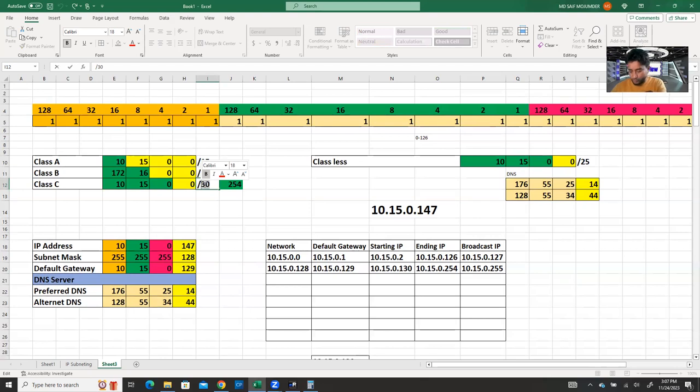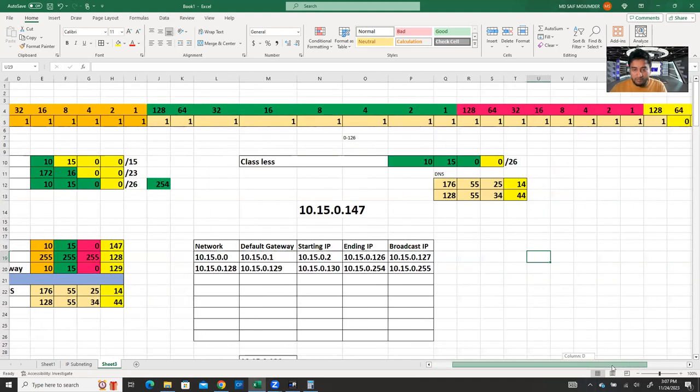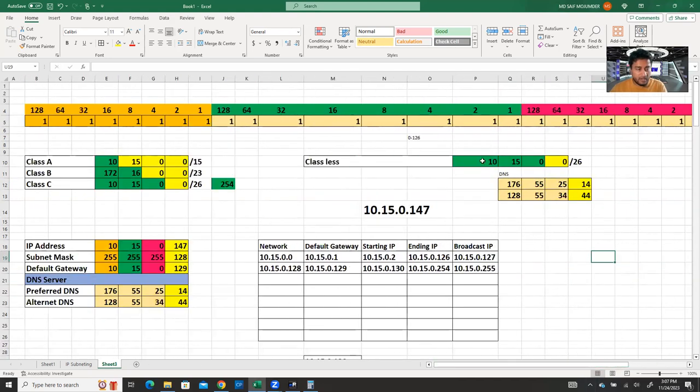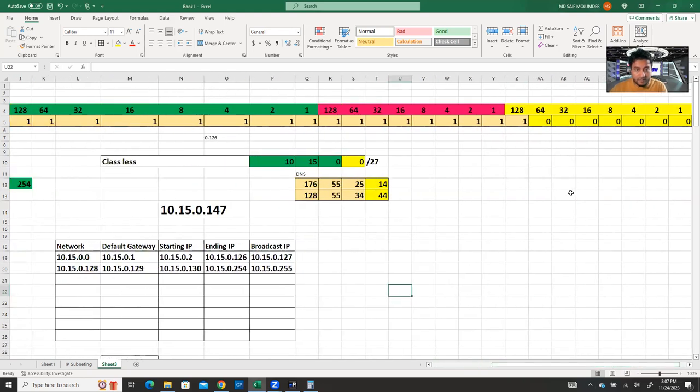So we calculated this with /24, right? Then /25. Now we're going to look at it with /26. If it is /26, then what are you going to do? If it is /26, that means you have to borrow. I know you know /26, so let's start with /27. If it is /27, what's going to happen? If it is /27, how many bits do you need to borrow?